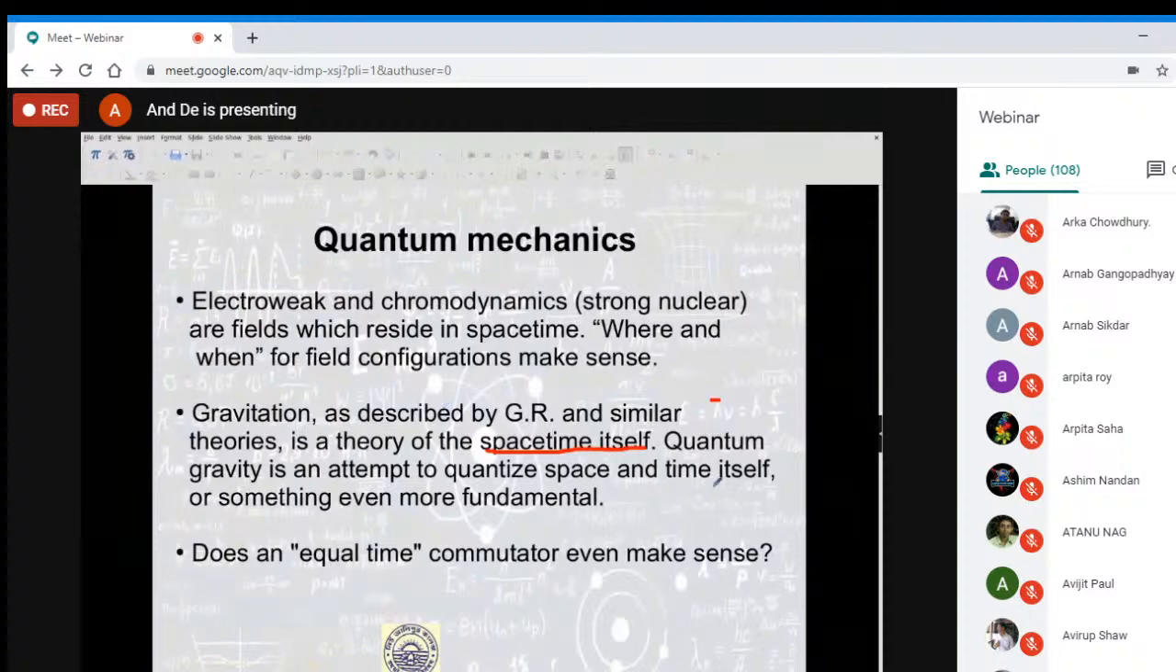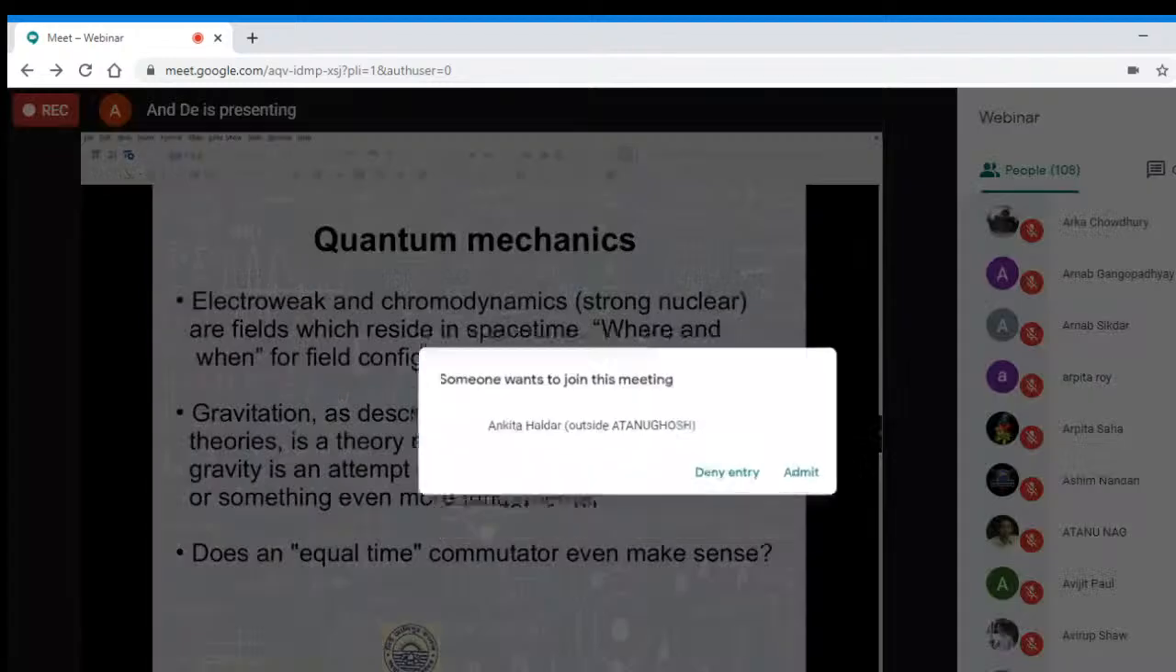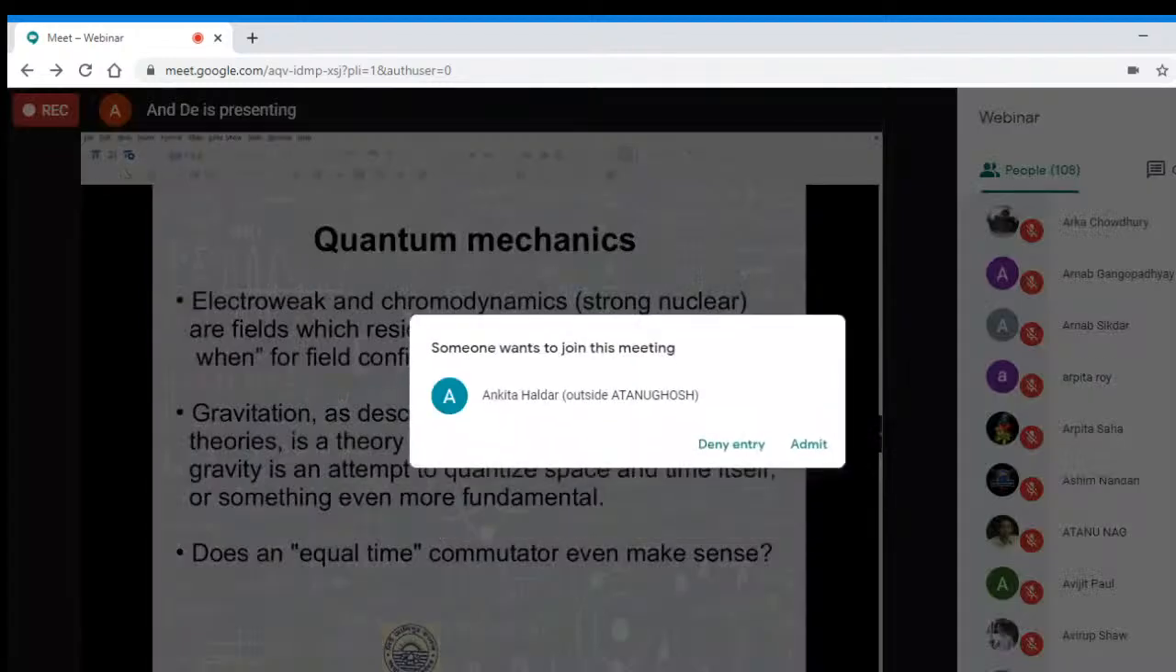What you are trying to do when one is trying to quantize general relativity, in some sense, and there are some differing opinions on this, it seems to make sense that one is trying to quantize space and time itself, or maybe even something more fundamental. It may be that space and time make no sense at all in quantum gravity, that space and time is a purely classical phenomenon, and at very high energies, it makes no sense to talk about space and time.